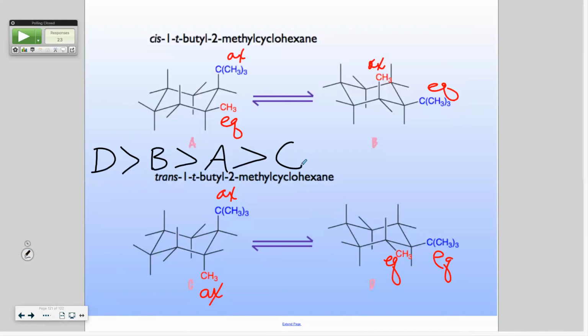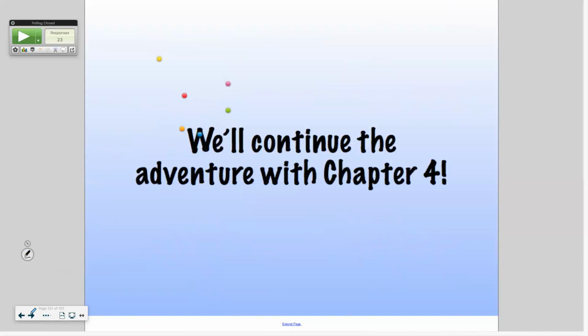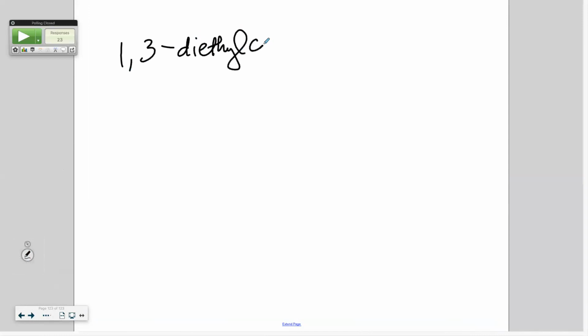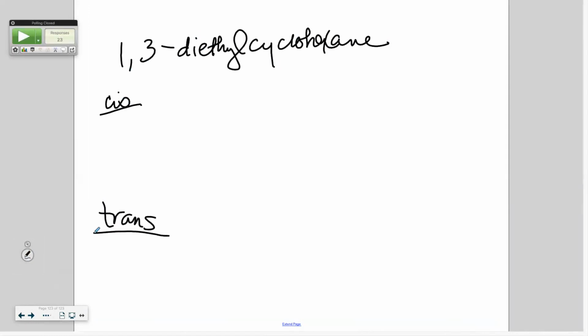So for example, let's see what I got on the next slide. All right, hang on. We're going to add a page. Okay, so if I say 1,3-diethyl, just to make you draw something else, cyclohexane. Okay, draw all four chairs, cis and trans. And I usually just kind of label them. Okay, now it's diethyl, so how many carbons are your little groups going to have? Two carbons on each group of them.